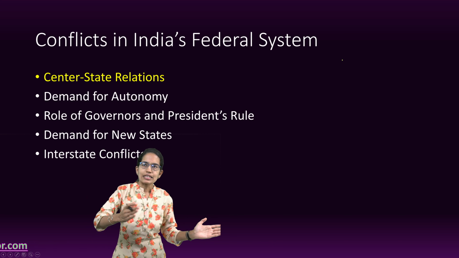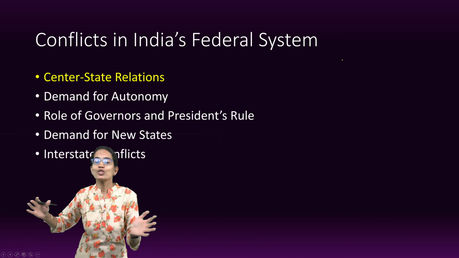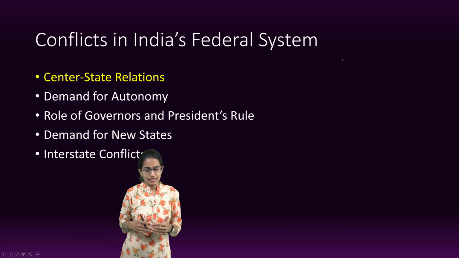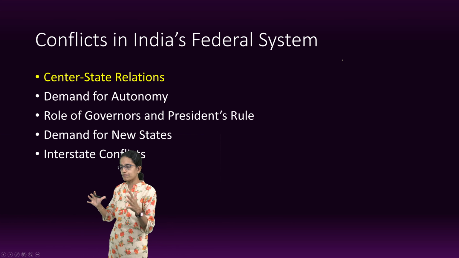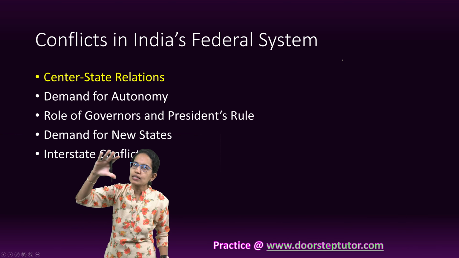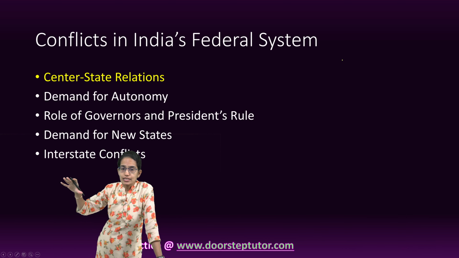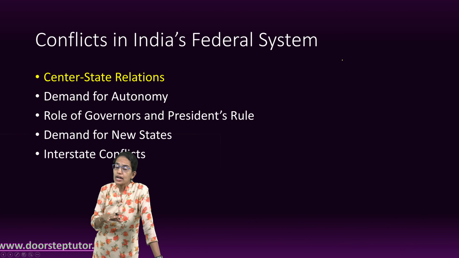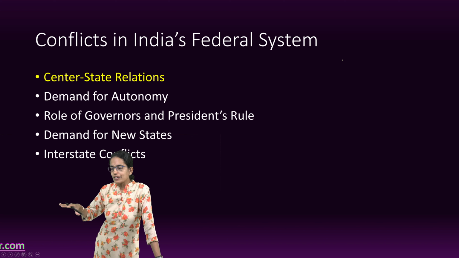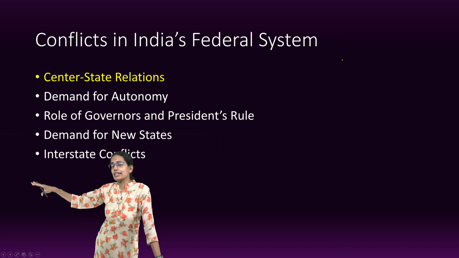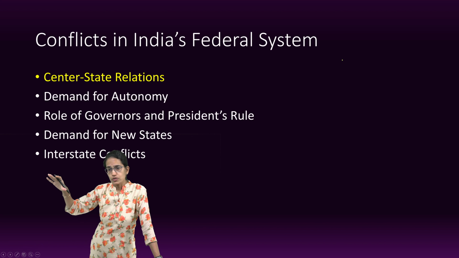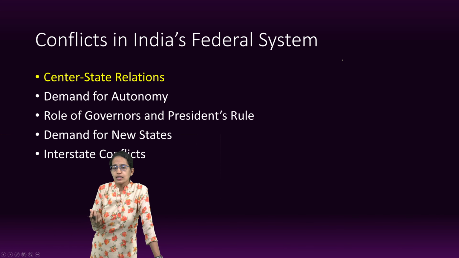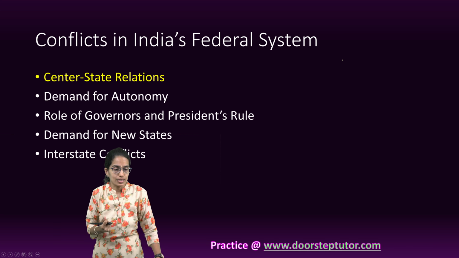During the 1950s and early 60s, the same party, Congress, ruled in most of the states as well as the center, and this led to good development. However, during the middle 1960s, there was a decline in the presence of Congress, and numerous state local parties came into existence. By the 1990s, the dominance of the Congress declined further, and this brought a change in center-state relations.